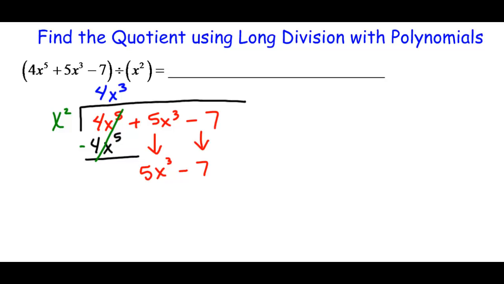So now I'm going to ask myself the same question. X squared times what is 5x cubed? Well, I need a positive 5, and you always want to put some sort of symbol here because we're going to be adding these terms up here or subtracting them. 5, but I need another x. So now I'm going to do the same thing again. 5x times x squared is 5x cubed. But what do I have to remember to do? Subtract these to see how many is left over, and if I do it correctly, nothing should be left over. But now I still have to drop down my last term, which is a negative 7.